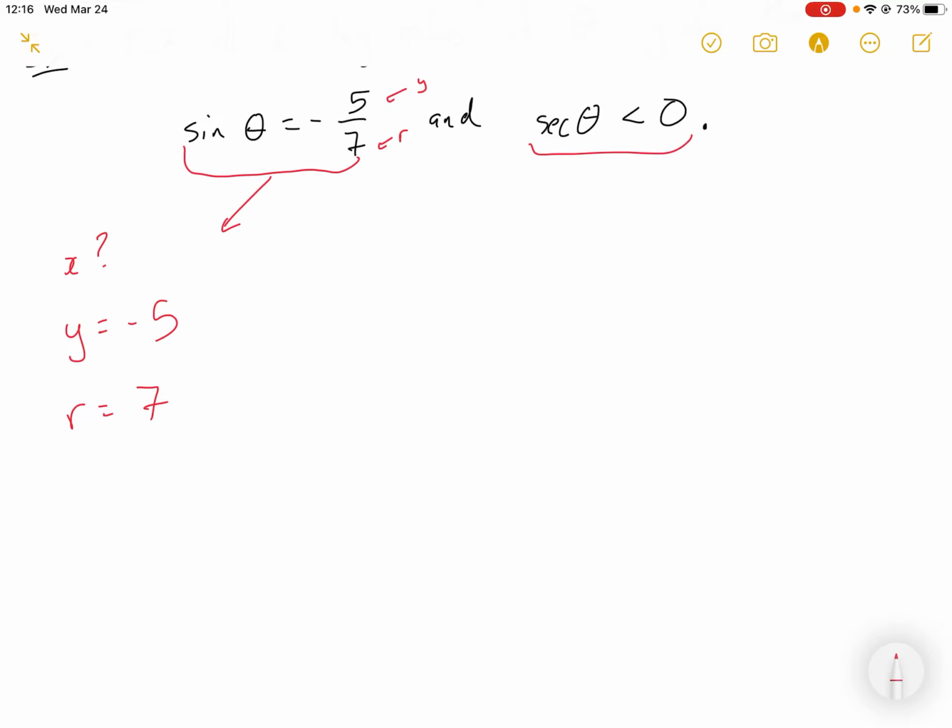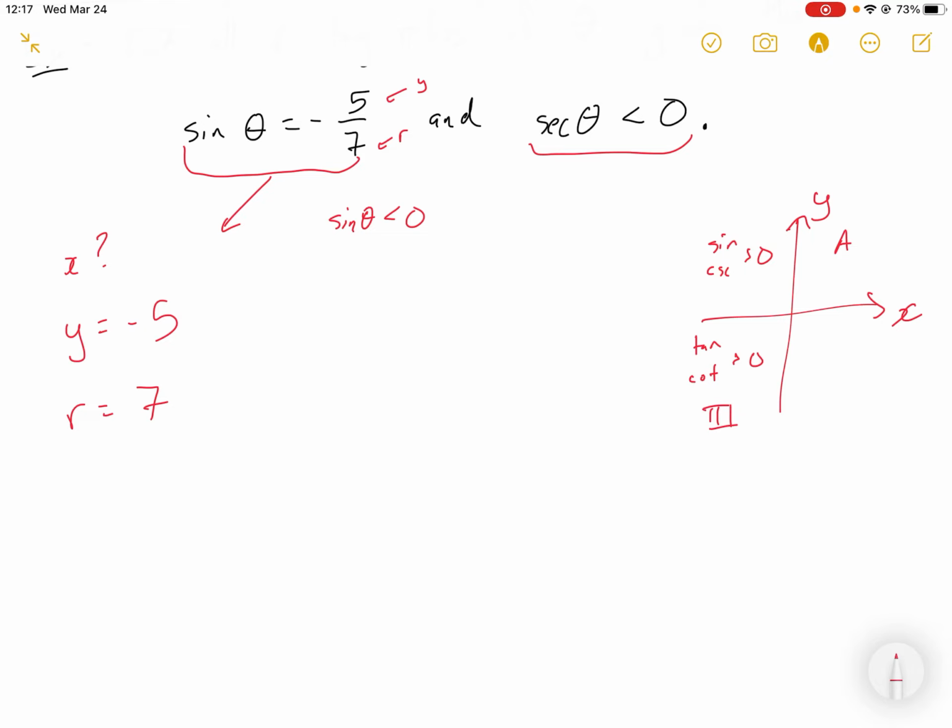Okay, so I will have to figure out x, but before we do that, let's figure out what this is telling me. So remember, we talked in a previous video about which quadrant the functions are positive in, and we said all of them are positive in quadrant 1. We said in the second quadrant, sine and cosecant were positive. Well, we can't be in quadrant 2 because in this example, sine of theta is actually negative.